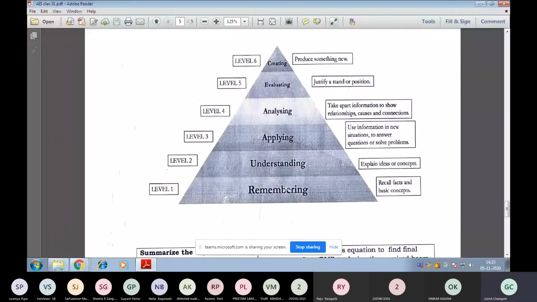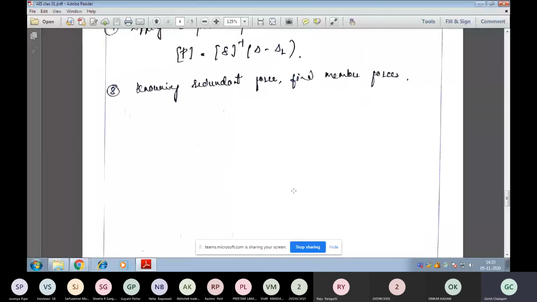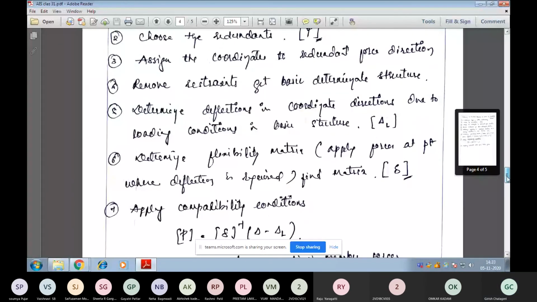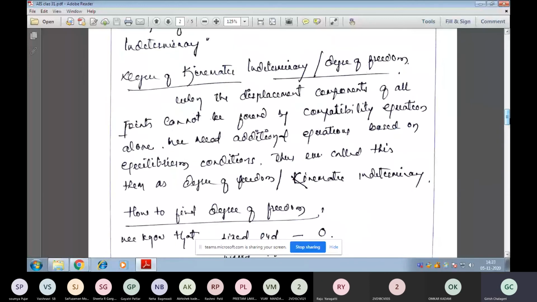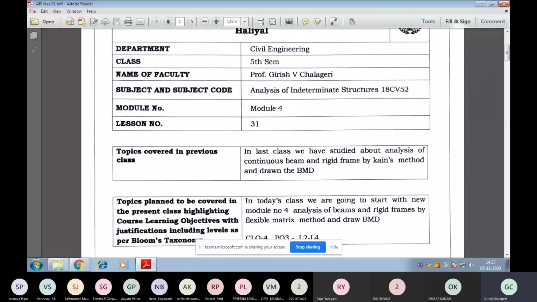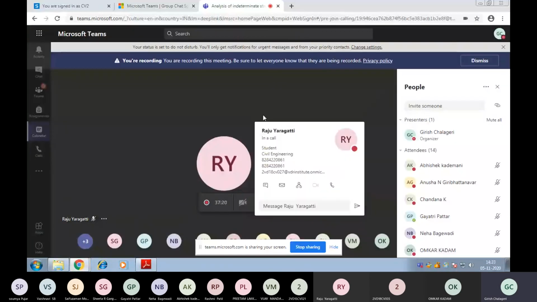So in the first level, we have remembered something, understood something, and done it. In Monday's class, we can take any one of the problems and follow the same steps, and we can analyze and come to the conclusion. Dear students, any doubts regarding this?